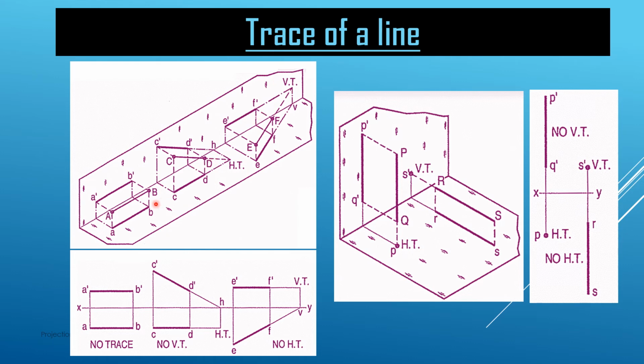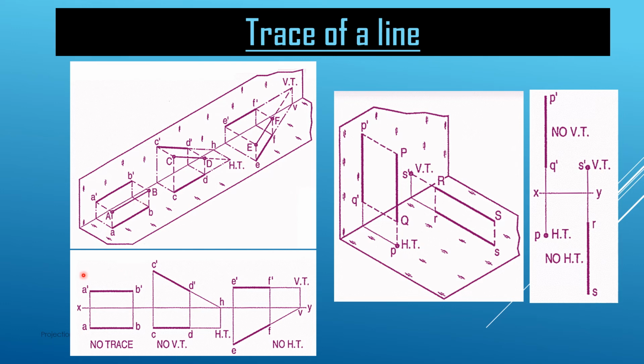Here, in the first case, we assume the line is parallel to both HP and VP, and the projection is AB on the HP and A dash and B dash on the vertical plane. Because this AB line is not intersecting any of the planes, we are not getting any trace in this case.